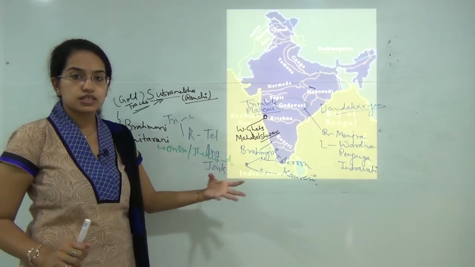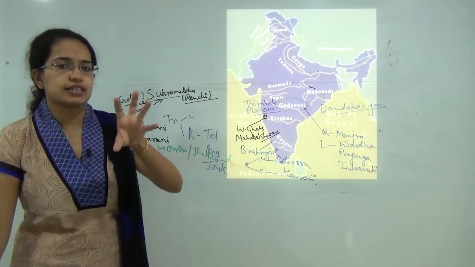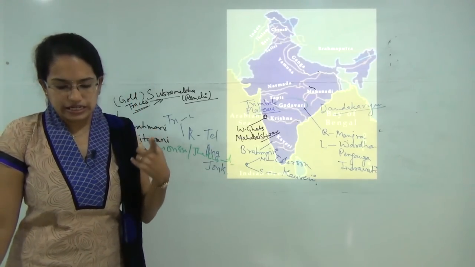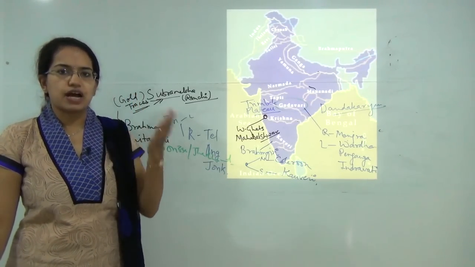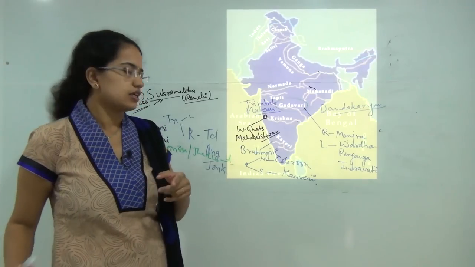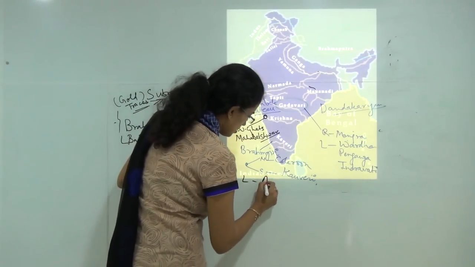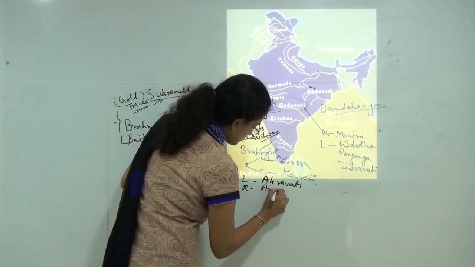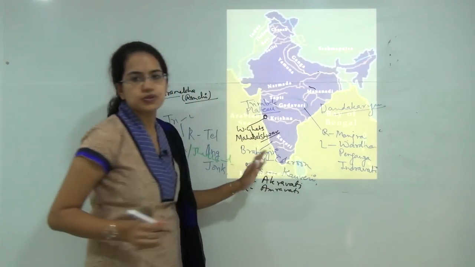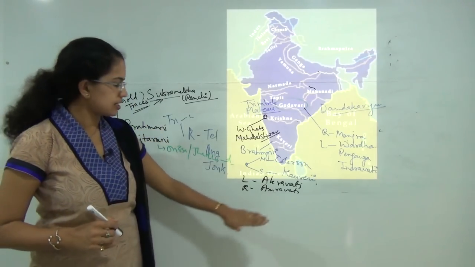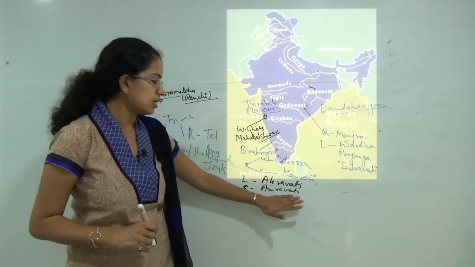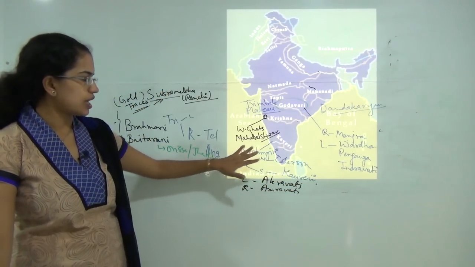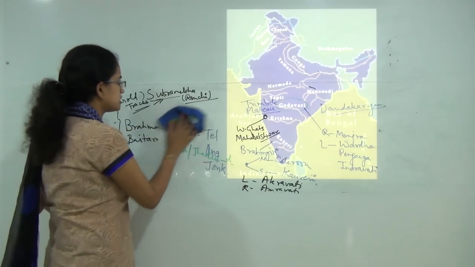Now, the tributaries here, left and right, the names are very similar. So it's important that you don't get confused. The important left-hand tributary is Arkavati, while the right-hand tributary is Amravati. So Arkavati, left, and right is Amravati. It's important that you don't get confused between the names. Other right-hand tributaries are Bhavani and Kabini, and the left-hand tributaries are Hemavati and Herangi. So those are the rivers that drain towards the east.